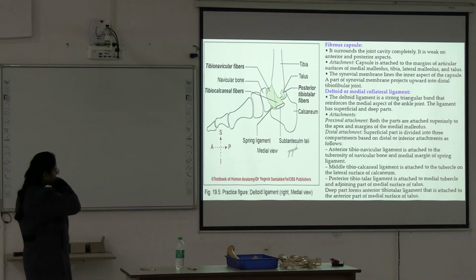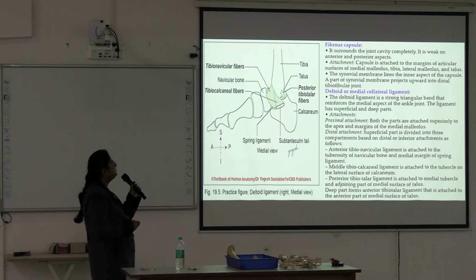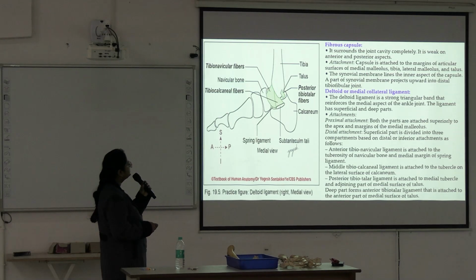Next, we discuss the deltoid ligament or medial collateral ligament. See here, this triangular ligament is known as the deltoid ligament. The deltoid ligament is a strong triangular band that reinforces the medial aspect of the ankle joint, and this ligament has superficial and deep parts.